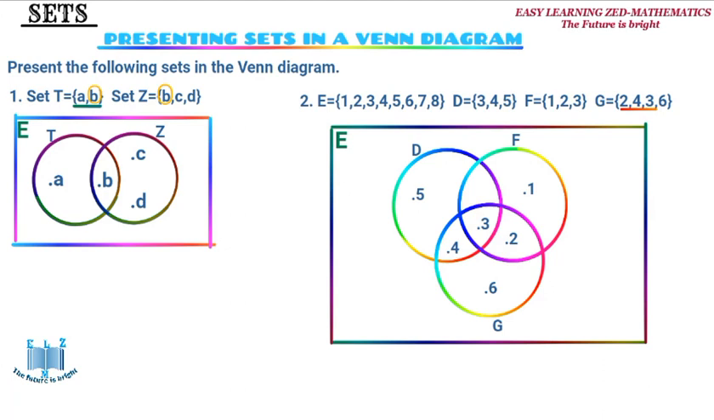But you can also notice that 7 and 8 are not yet entered. So what we're going to do is enter 7 and 8. 7 and 8 can be put anywhere outside these 3 circles. It doesn't matter where you put them, as long as they are in the universal set. They should be outside the circles but inside the rectangle. So I'm going to enter them there. Once I've entered them there, that means I've entered the complete information in the Venn diagram. So basically this is how you present sets in the Venn diagram.